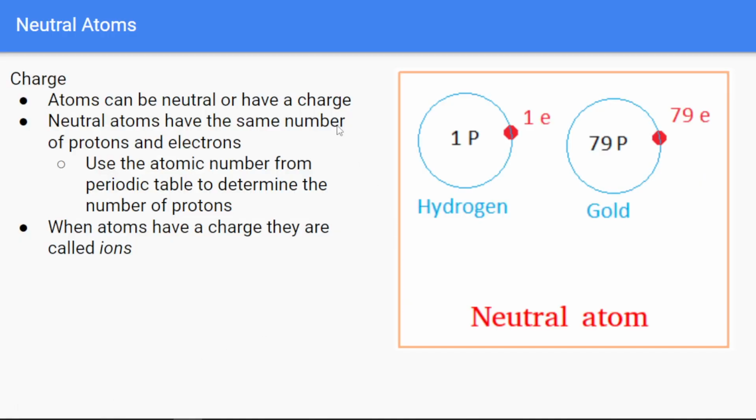Atoms can either be neutral or have a charge. The charge could be positive or negative. Neutral atoms have the same number of protons and electrons, and we use the atomic number from the periodic table to determine the number of protons and electrons. If the atom does have a charge, we call that an ion.